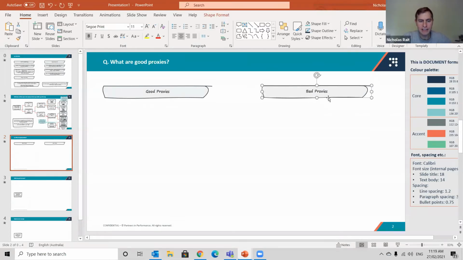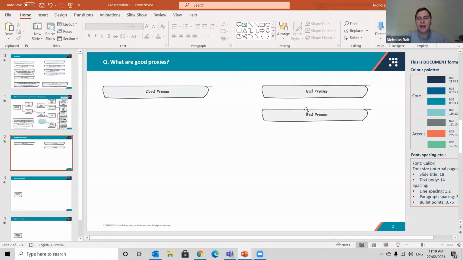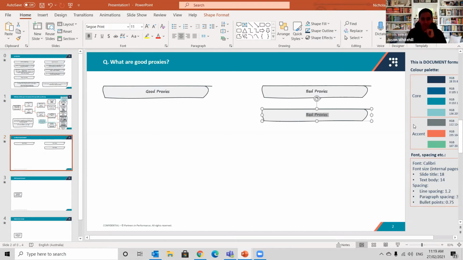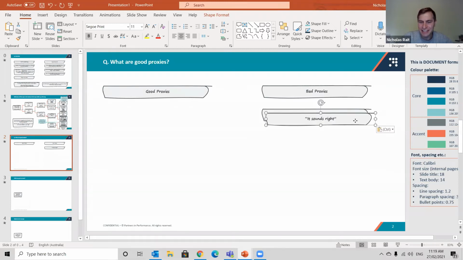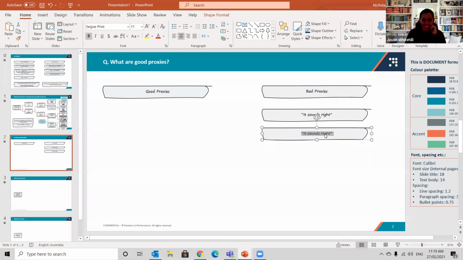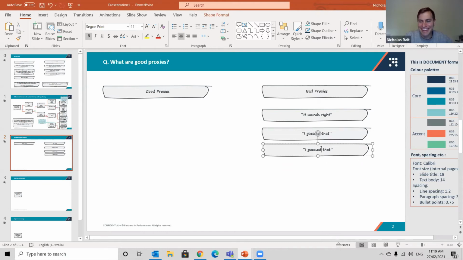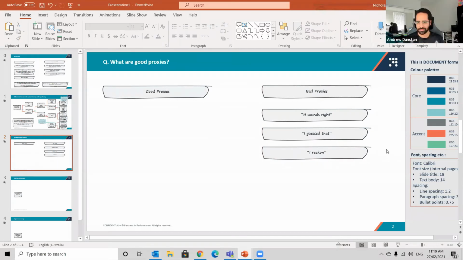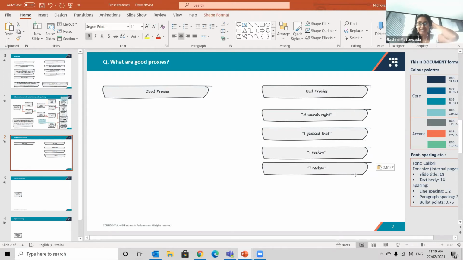So if I start with bad proxies, if you're doing a market sizing case with someone and you ask them, how did you come up with that? What's the sort of language that would alarm you? As soon as you hear the words, "It sounds right." Yeah, this is going to be a fun activity. Sounds right. What other things sound a bit flimsy to you? "I guess that." "I reckon." Yeah, that's my go-to. Anyone else? Are there any things that you reckon should go in the sin bin? "I feel." A feeling. "I feel."